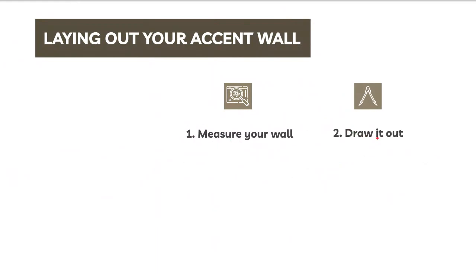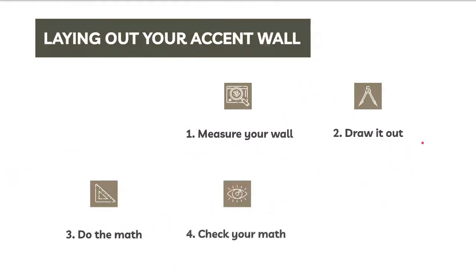Then you're going to draw it out. So we're going to do it on paper, and we can draw out exactly what the wall is going to look like. Then we need to do some math. So if we're doing the Jacobian paneling, the wainscoting, we want to figure out where those rails and stiles are going to go. So there's going to be some math involved. Don't worry, it's pretty easy.